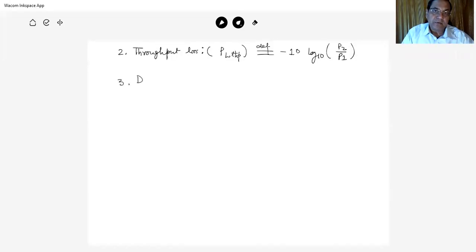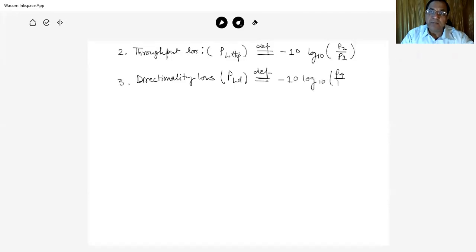Third one is directionality loss, PLD, and this is defined as minus 10 log base 10 P4 by P1. Loss between input port and the port we wish to isolate, P4.